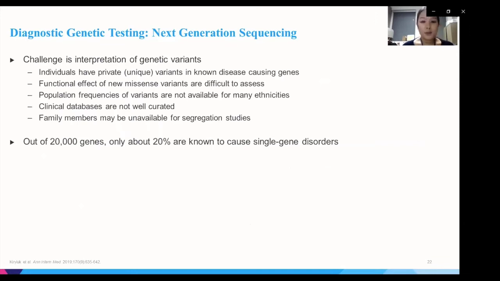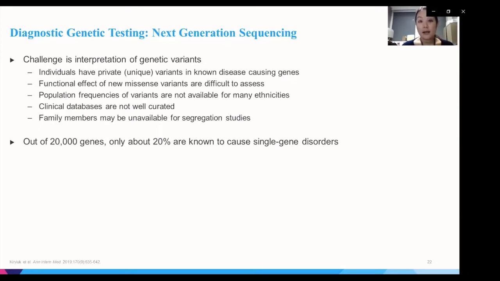So as I've alluded to many, many times, the challenge of not just next generation sequencing, but any type of genetic testing, like microarrays or karyotypes, is interpreting genetic variants. This is because patients can have variants in known disease-causing genes that are just unique to them and may not even cause disease. We just don't have enough data to demonstrate whether that variant actually has any functional effect or is disease-causing.